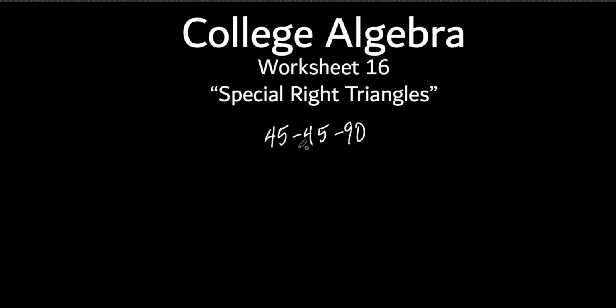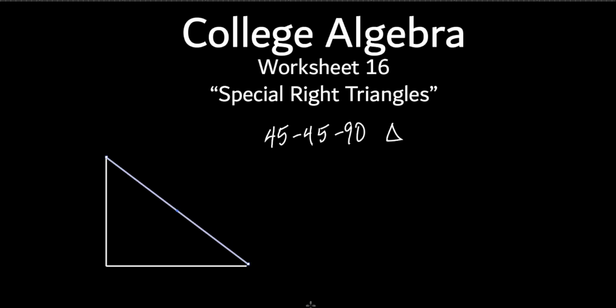The first one's called a 45, 45, 90 triangle. Let me draw one for you. So what do you think the 45, the 45, and the 90 represent? The angles, exactly right. It's the angles. I didn't measure this out exactly, but it's pretty close.